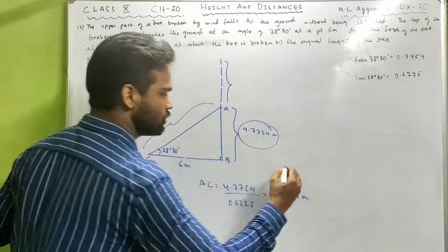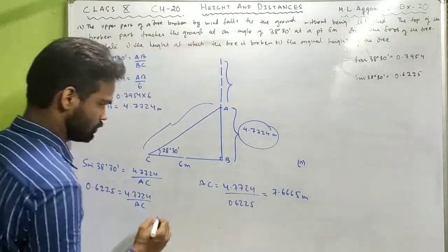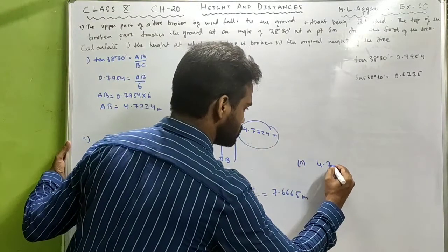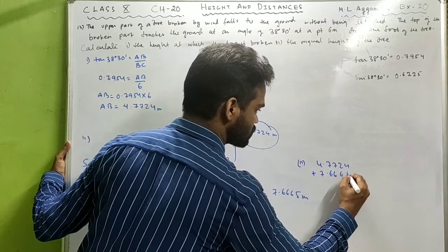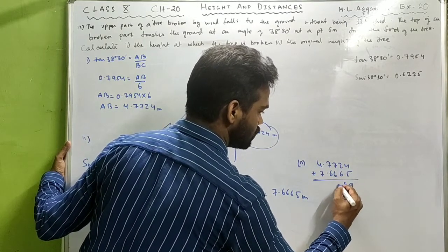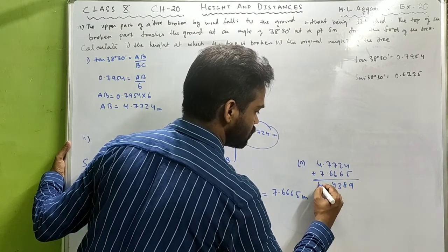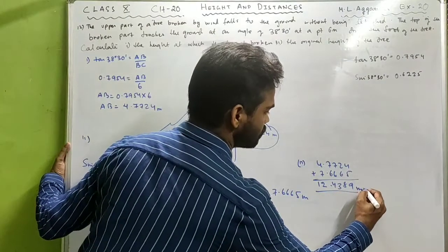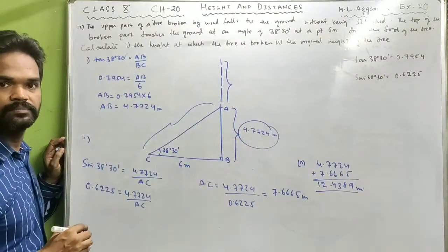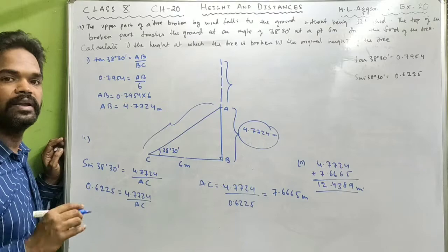Now you got AC, you got AB. So the height of the tree will be what? 4.7724 plus 7.6665, isn't it? That's 12.4389 meters. Am I clear? Now let us look at the next sum.